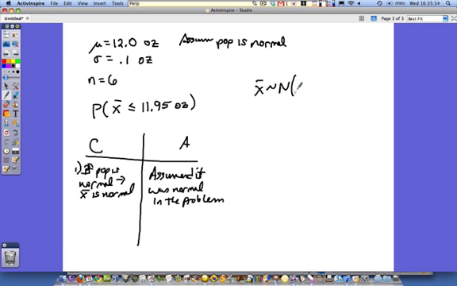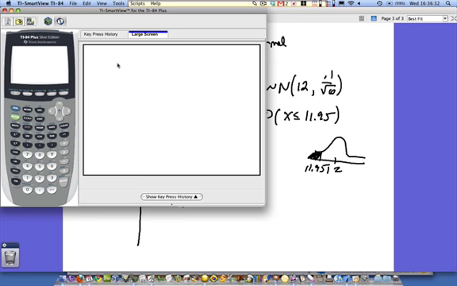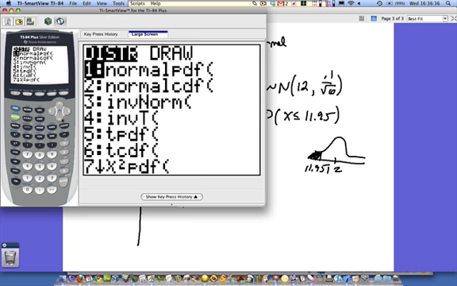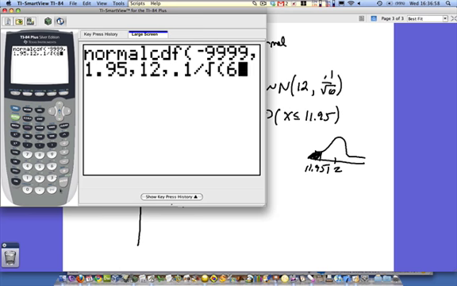That means x bar is approximately normal, whose mean is 12, whose standard deviation is 0.1 over the square root of 6, and we're looking for the probability that x bar is less than or equal to 11.95. If I draw my picture of that, I get something that looks like this. Then we'll start the calculator up and figure out that probability. Second distribution, normal CDF. Our lower bound is a low number, so negative 9999. Our right bound is going to be 11.95. Our mean is 12, and our standard deviation is 0.1 divided by the square root of 6. Hit enter, and that's our probability.